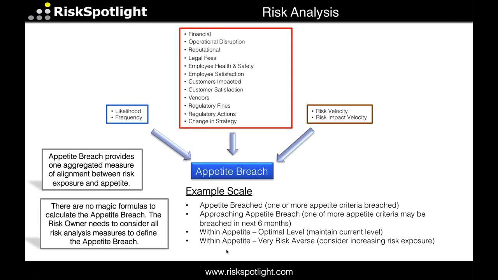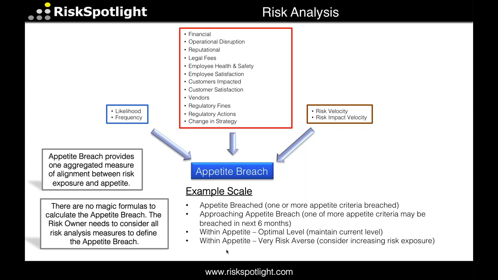But in some cases, we may find out that we are within appetite, but we are actually very risk averse. So we have put a lot of controls in place. And that's why I created a separate category called very risk averse, because that's where you may want to actually take more risk, or you may want to reduce some controls because you may have too many controls in place and it may be costing us a lot to implement or have those controls in place.